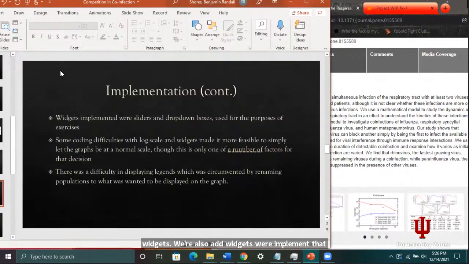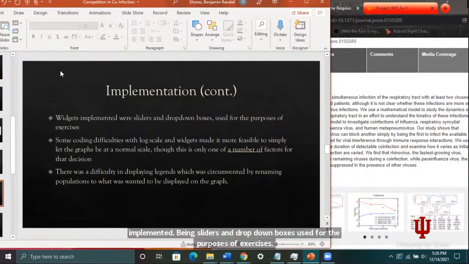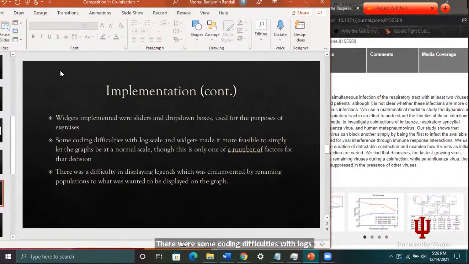Widgets were implemented, being sliders and dropdown boxes used for the purposes of exercises. There were some coding difficulties with log scale and widgets that made it more feasible to simply let the graphs be at a normal scale, though it is only one of a number of factors for that decision. And there was a difficulty in displaying legends, which was circumvented by renaming populations to what was wanted to be displayed on the graph.